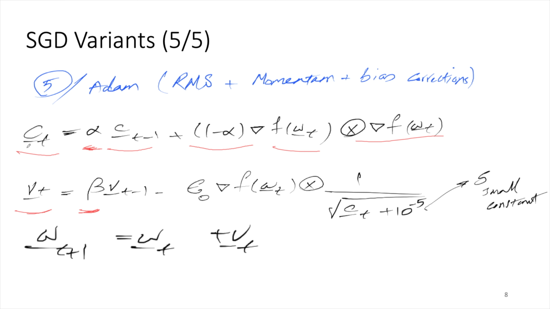And then finally, you update your weights as W at t plus 1, the previous W, plus this vector V t. So the vector V t, if you take a look at it, depends on C t as well, and you calculate C t from the RMSprop.